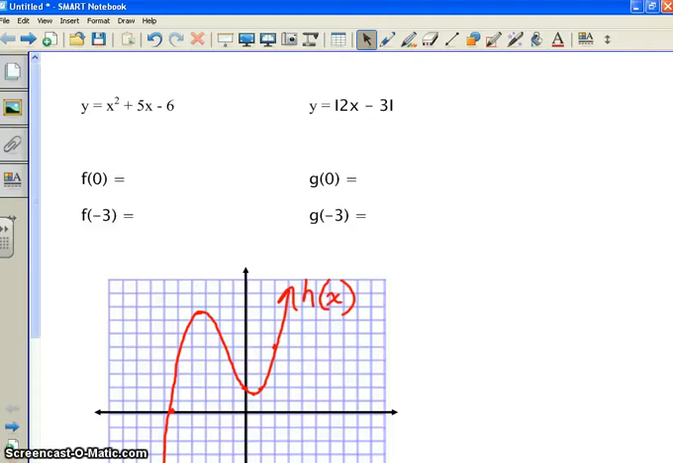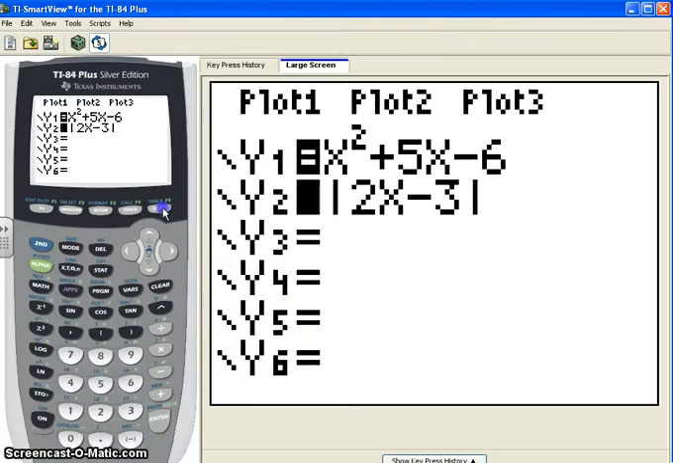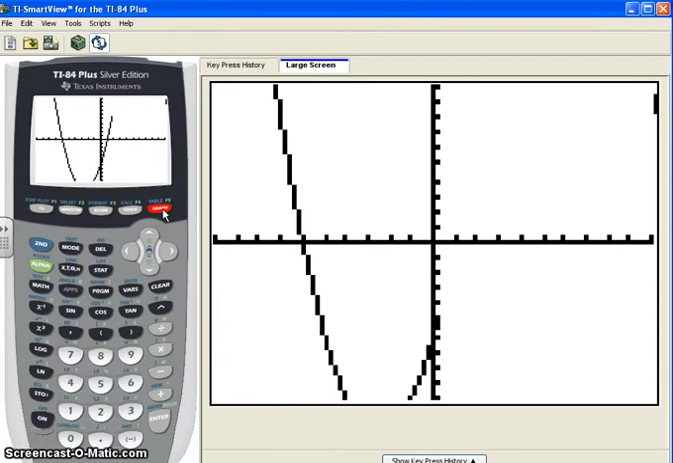Hey everybody, today in class we discovered the vertical line test can tell whether a graph is a function or not just by looking at the graph. So I've given us two equations to graph, y equals x squared plus 5x minus 6. You should recognize that as a parabola. There she is, crosses the x-axis in two places, so its zeros are both real numbers.